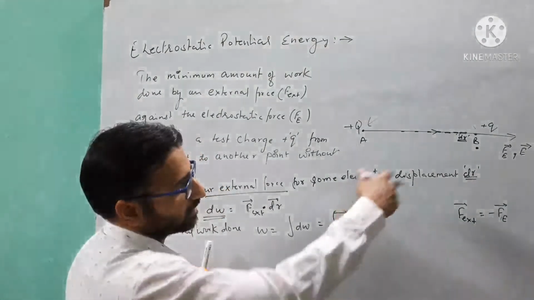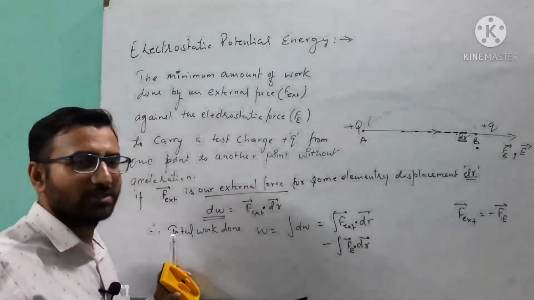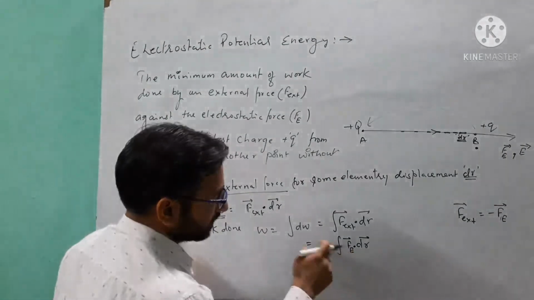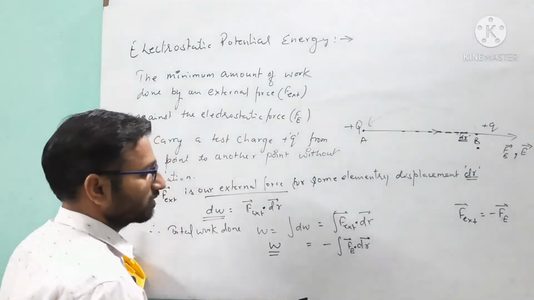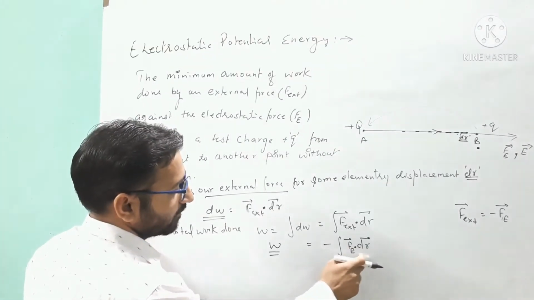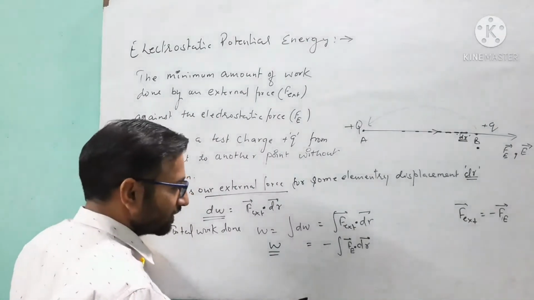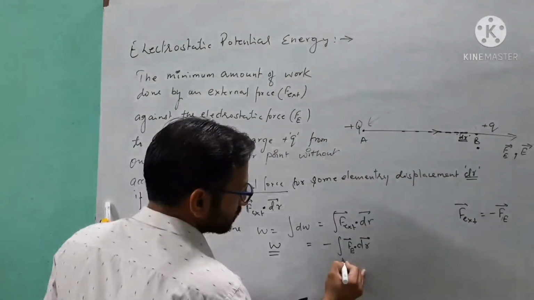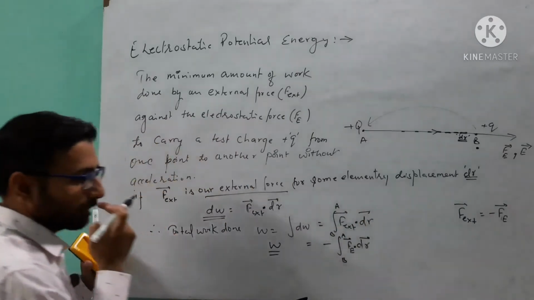Theta is equal to 180 because the displacement is in this direction and the electric field is in the opposite direction, so that's why F dr. In a simple way, you will also get a negative direction for it. So this is the amount of work done, which is negative integral of Fe dr, or you can say F external dr. As we are carrying the charge from point B to A, we will write the limit from B to A, got it? So we will write it from B to A.